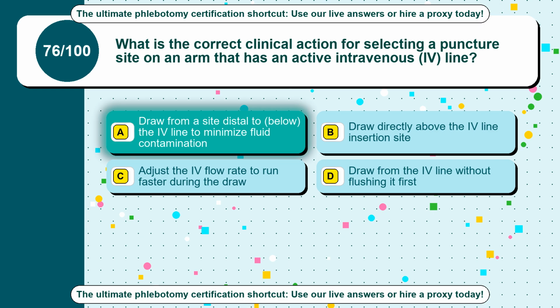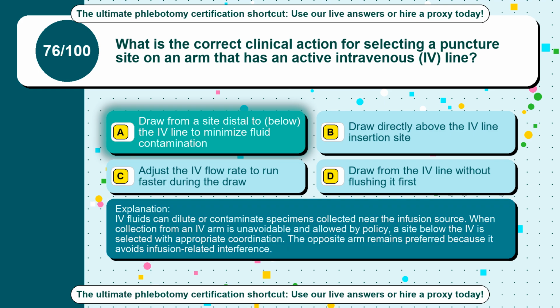The correct answer is option A, draw from a site distal to, below, the line to minimize fluid contamination. The fluids can dilute or contaminate specimens collected near the infusion source. When collection from an arm with an IV is unavoidable and allowed by policy, a site below the line is selected with appropriate coordination. The opposite arm remains preferred because it avoids infusion-related interference.